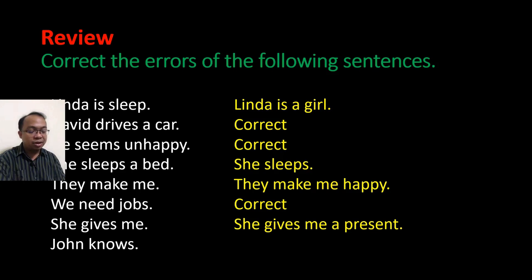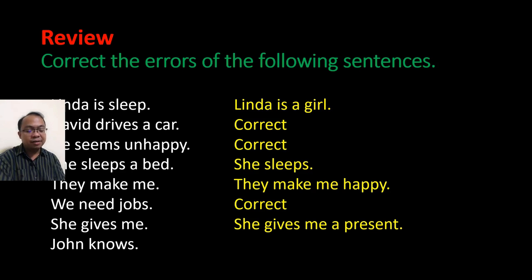Finally, we have John knows. John knows. Knows what? We don't know what. It says John knows, but knows what? We don't know, right? So this sentence is incorrect again. It is incomplete because we still cannot make sense of it.